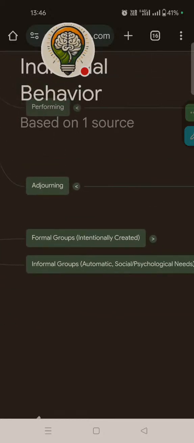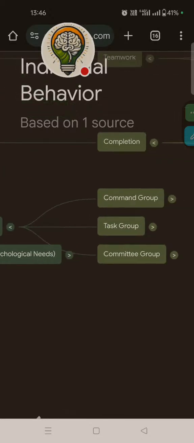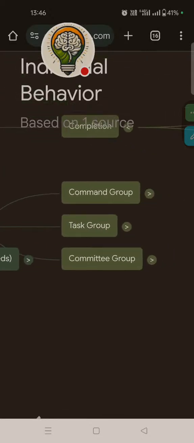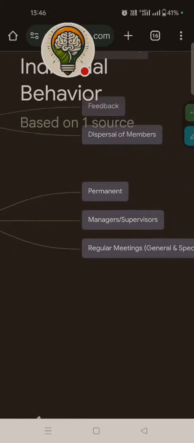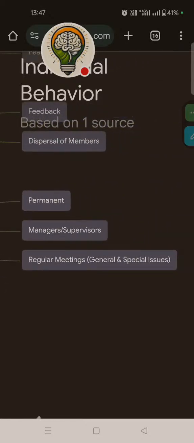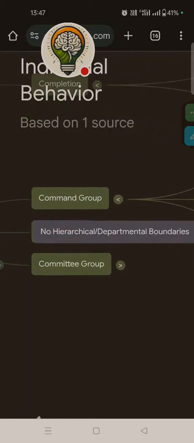There are formal groups, which are intentionally created. There are three types of formal group: command group, task group, and committee group. Command groups are permanent, and they have a manager and supervisor, regular meetings, and general and special issues. Then comes the task group.